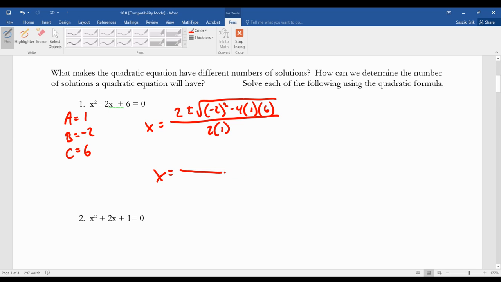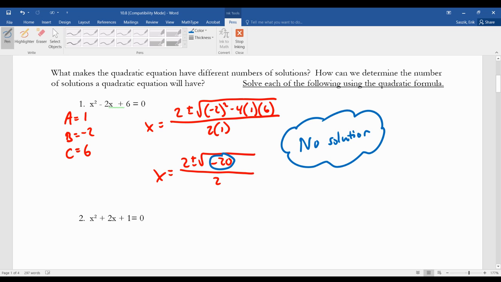Now, in the next step, that denominator just becomes 2, and this number under the square root ends up being negative 20. Now, that negative 20 is problematic, right? You can't take the square root of a negative number, and that ended up being no solution. Okay?